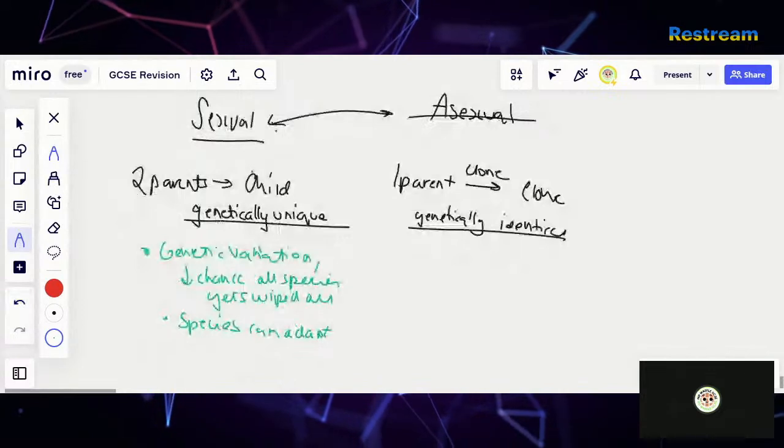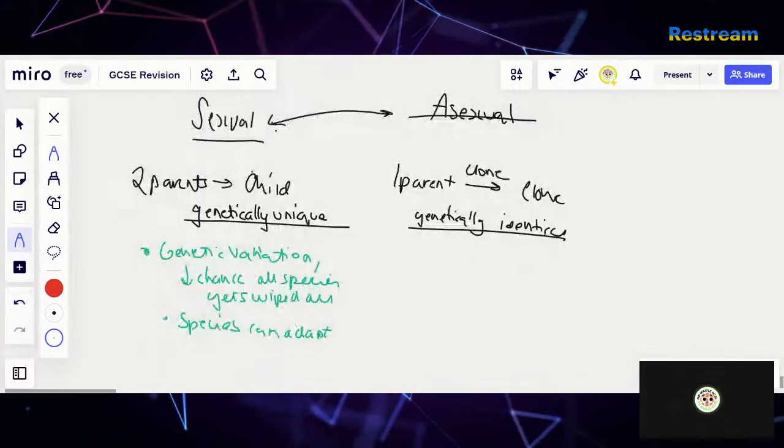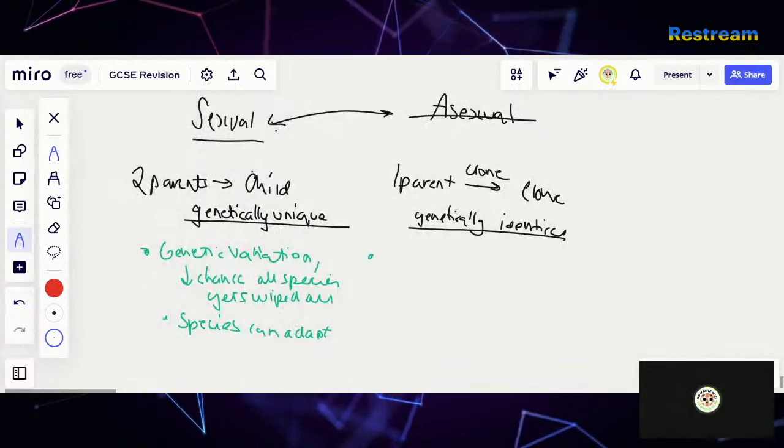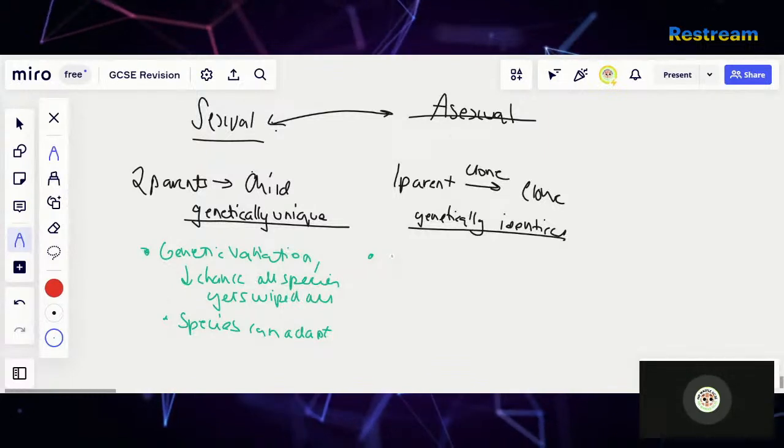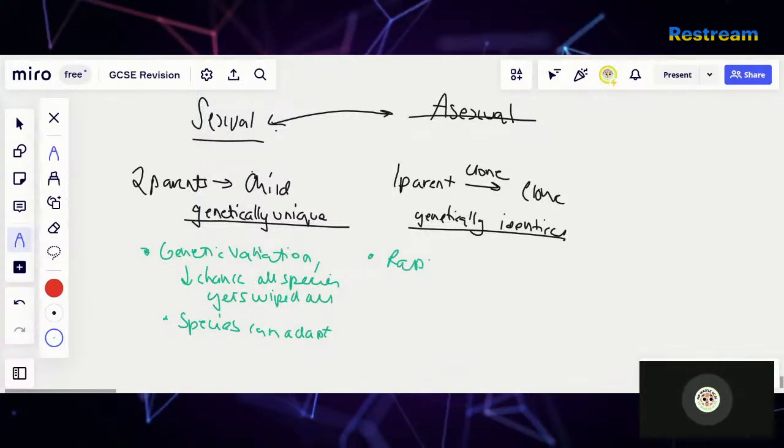Okay. Let's now talk about the advantages of asexual reproduction. So asexual produces something that's genetically identical. So it's really good for rapid population increase.